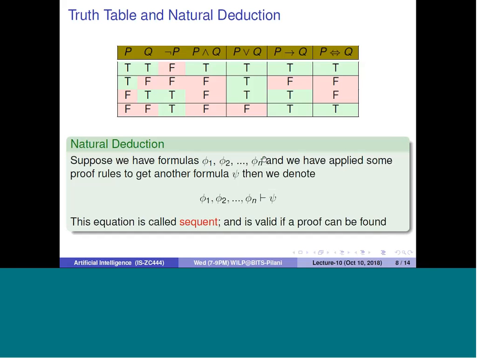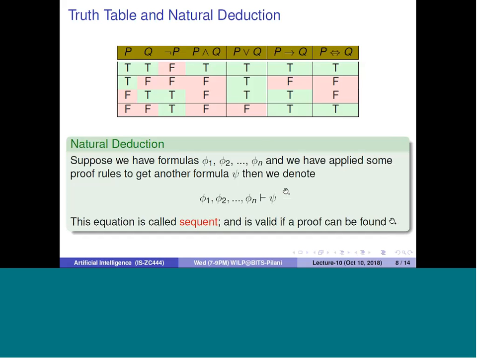We have some knowledge available, and we have applied some proof rules, and then we have got psi. And now phi we can write it in this way. This is the sequent. When I write it like this, I say that this is a sequent. This sequent can be valid or invalid.